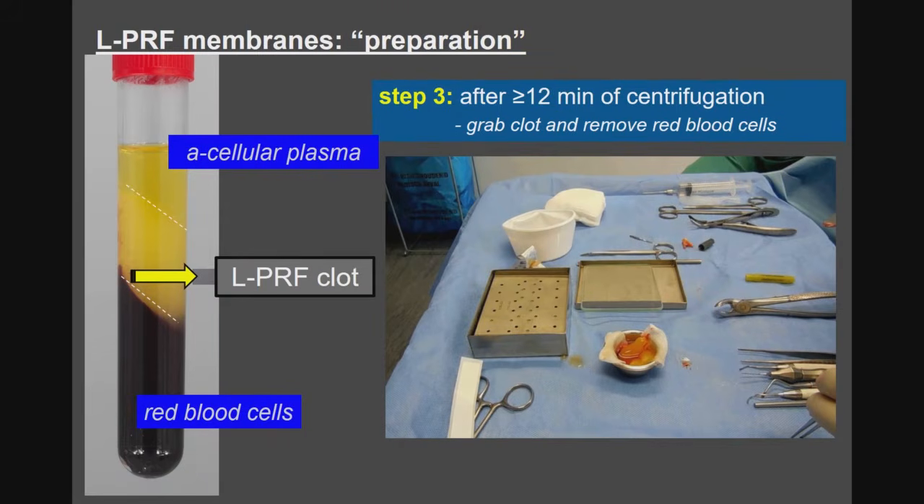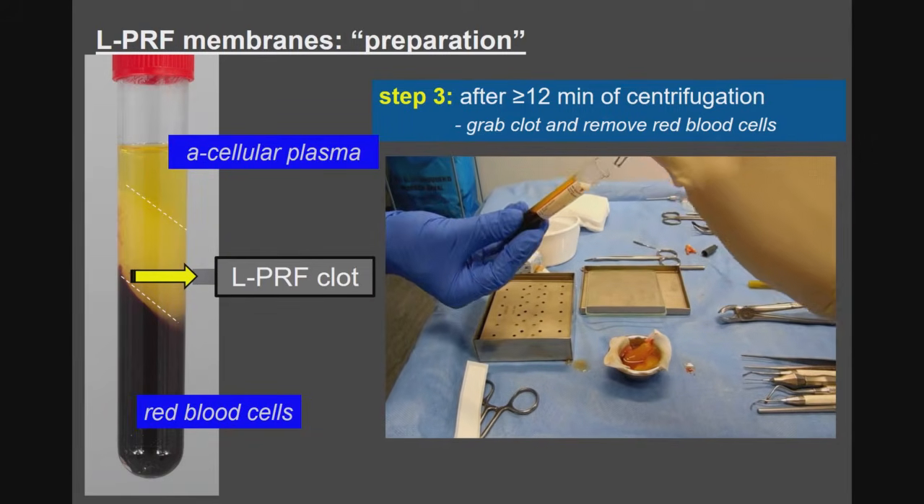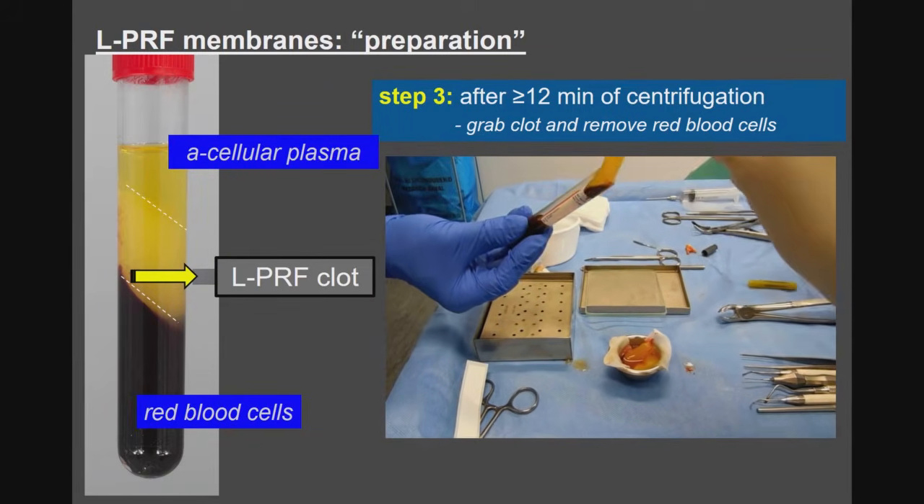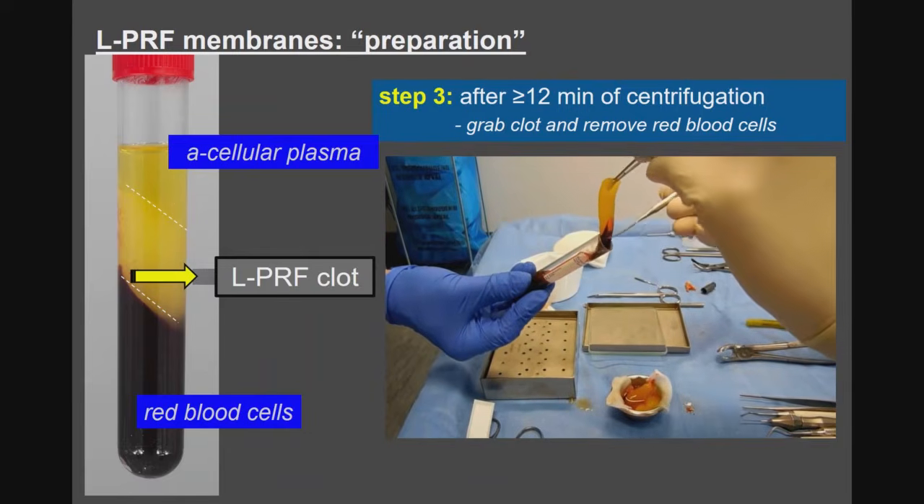After 12 minutes of centrifugation, you have a beautiful separation in your tubes between red blood cells at the bottom, an acellular plasma at the top, and in the middle, the construct of interest, the LPRF clot, like a kind of escargot. You can grab that clot with a pincet, as you can see here. Pay attention, the outside is not sterile.